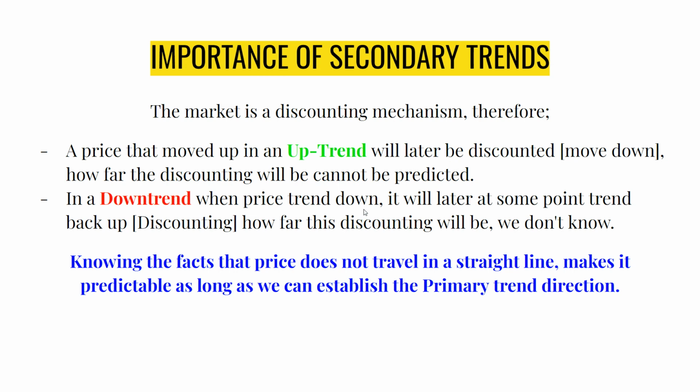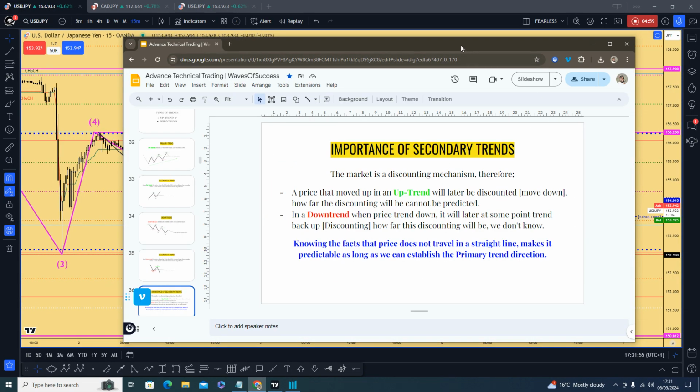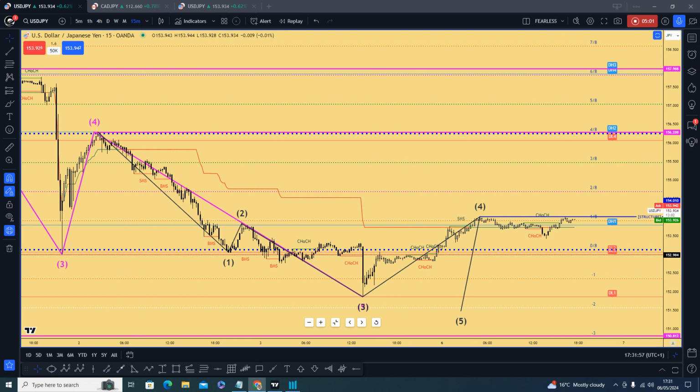Knowing the fact that the price does not move in a straight line makes the market predictable. Even though I encourage you not to predict, at least you have a general understanding of the cycle of up and down movement in the price, as long as you can establish the primary trend. And that is your job. Analysis, trading is all about execution.